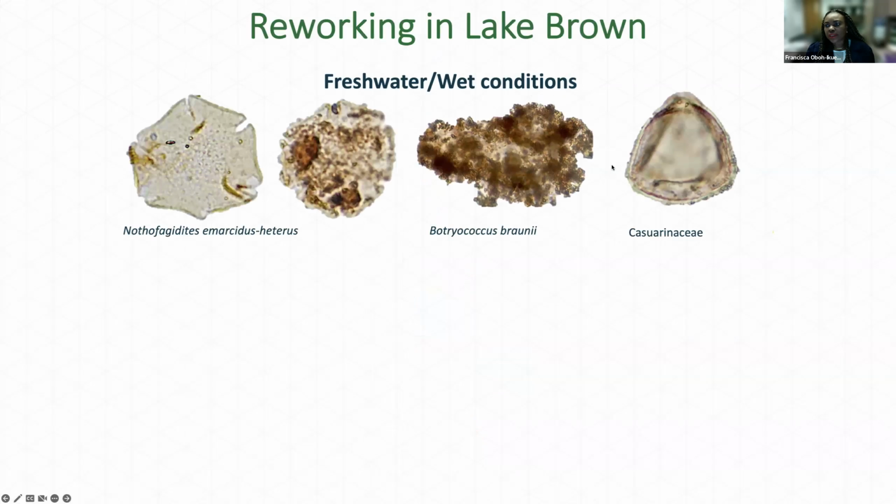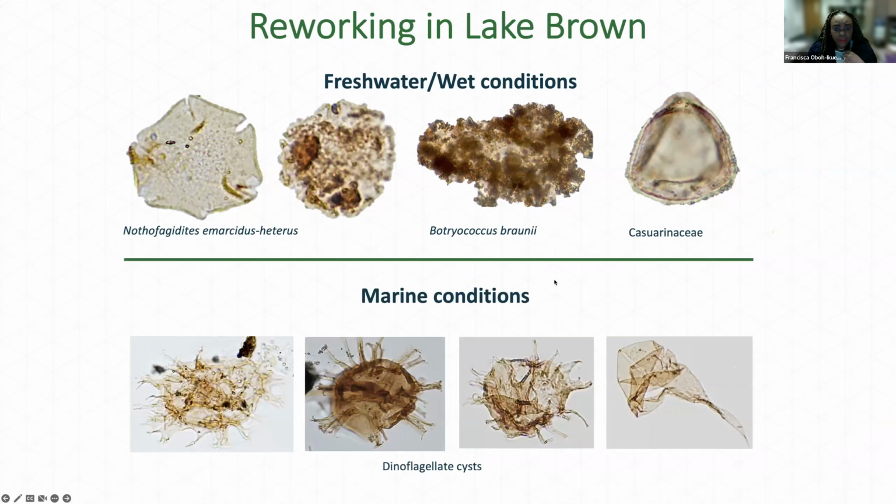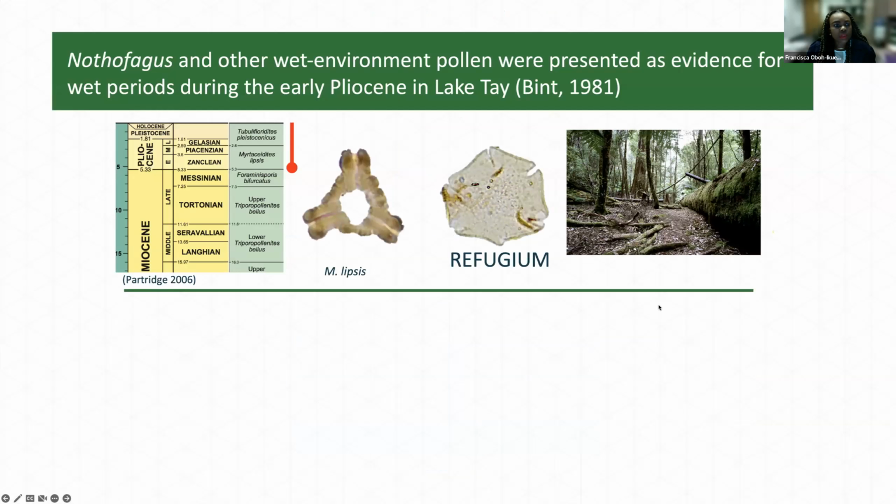But we found reworking also. Here we had Nothofagus. You can see these are all beat up in Lake Brown. Botryococcus, which I showed you earlier, was beautiful. This is what it looked like here. And then we actually found marine palynomorphs in Lake Brown. The last transgression in this part of the world was in the Eocene, so obviously these were reworked from the marine sediments into Lake Brown. But it also brought up something else.